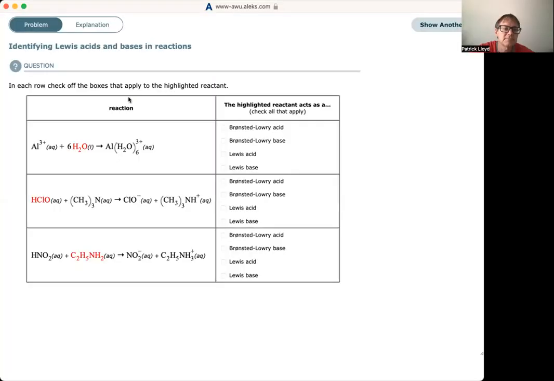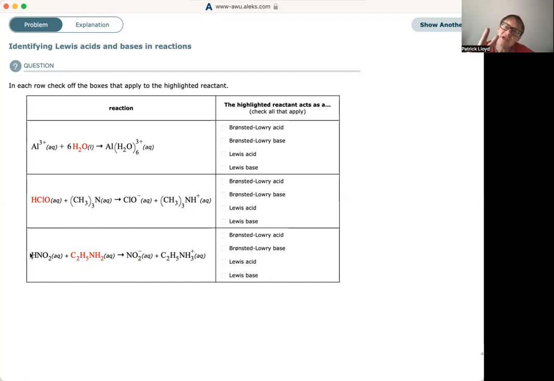We come back over here. This is also a Lewis base because the nitrogen forms a bond with the H plus using its own lone pair. So that makes it a Lewis base. This one would be the Lewis acid. The H plus doesn't have any electrons, so it can't be the base. It has to be the acid.